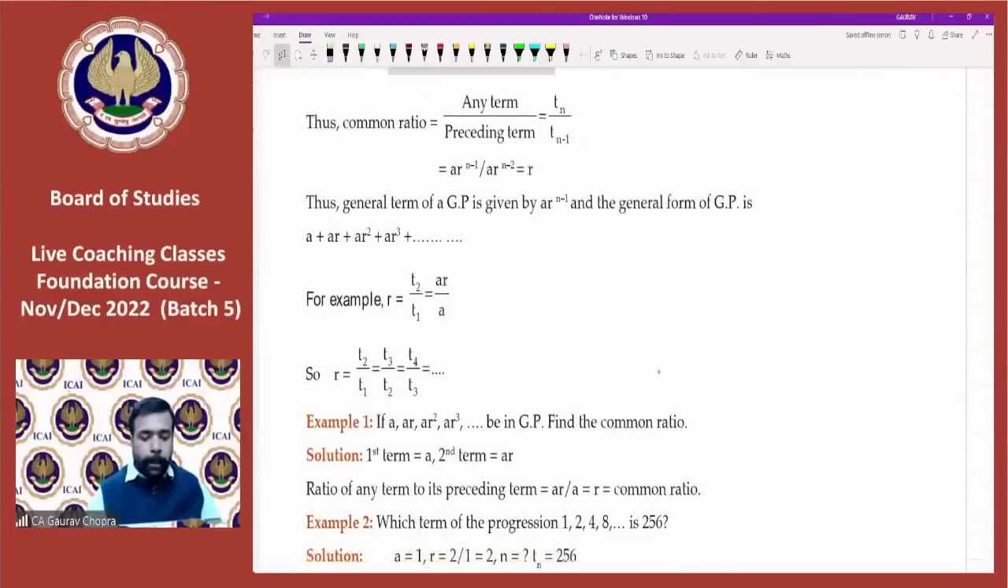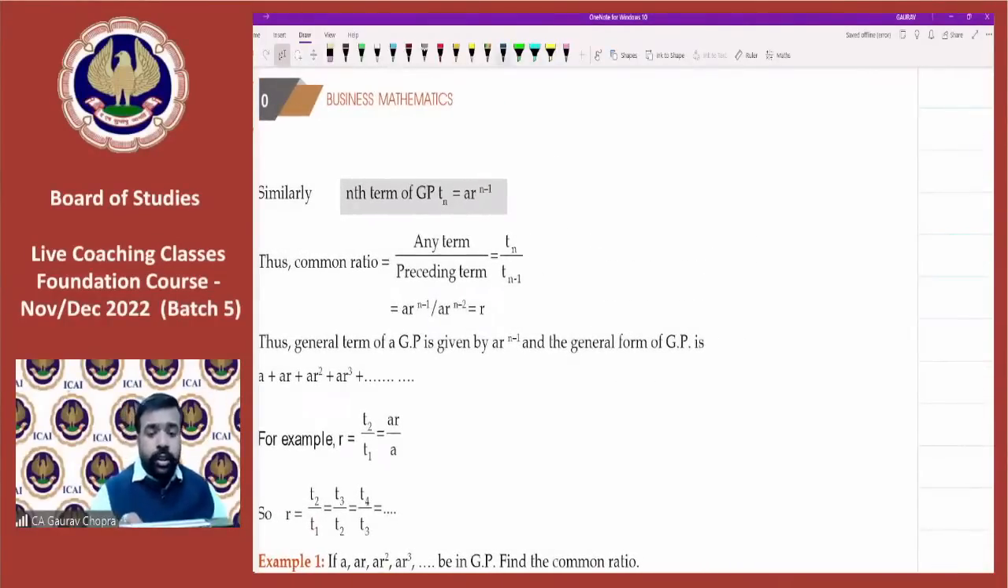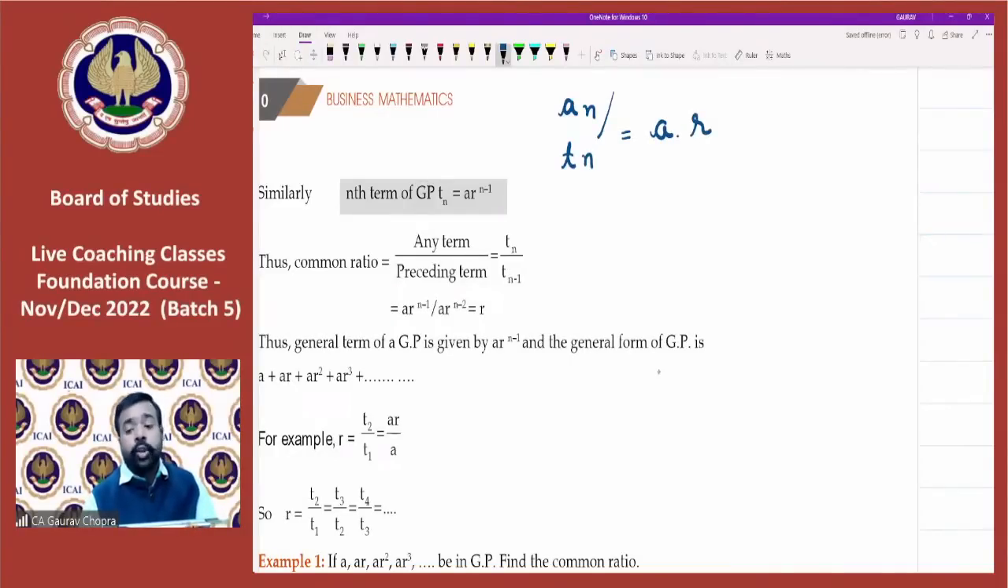So now, how to calculate the nth term in geometric progression? In order to calculate the nth term, that is an, or it can also be denoted by Tn, the nth term of the series, it will be a multiplied by r to the power of n minus 1, where a is the first term.